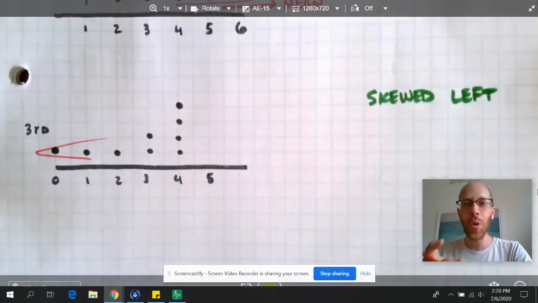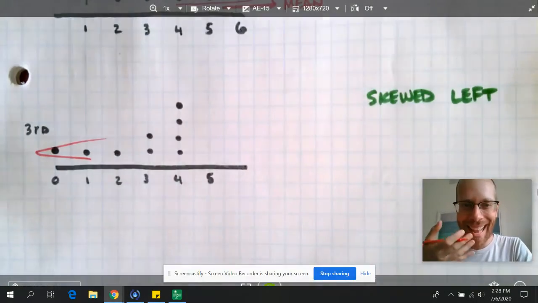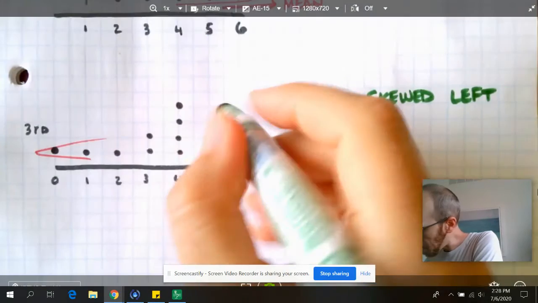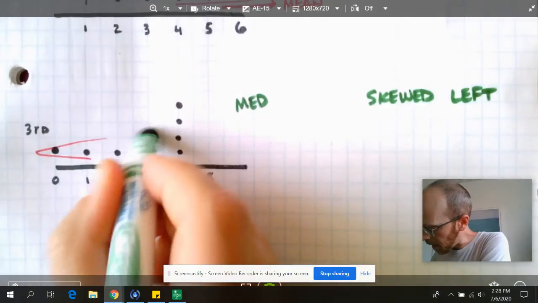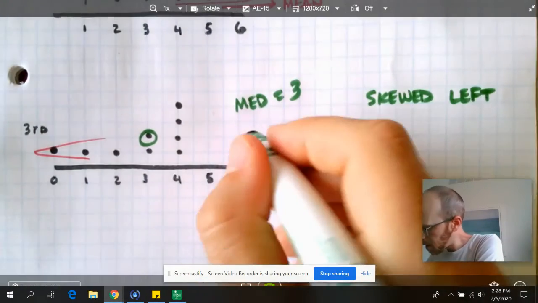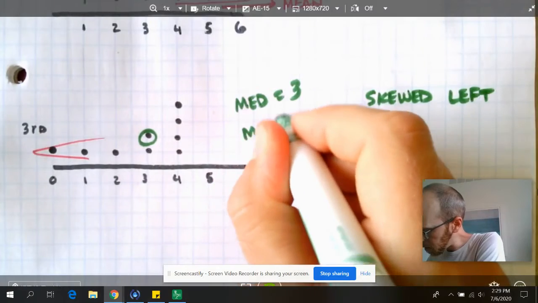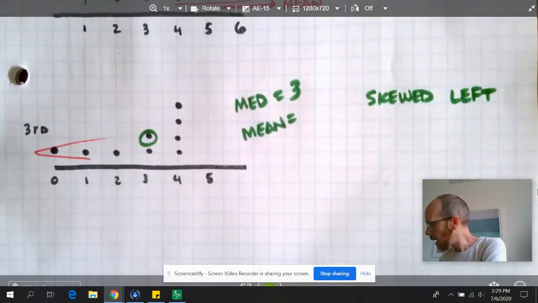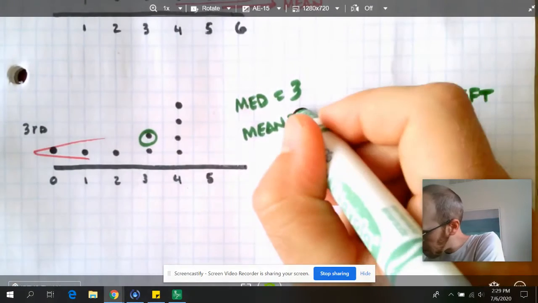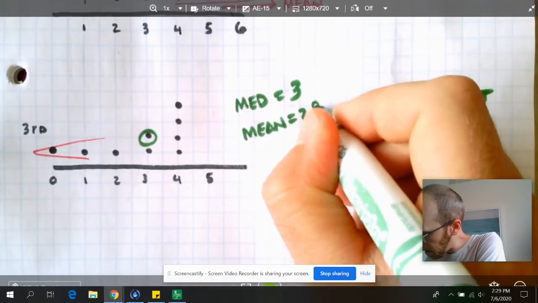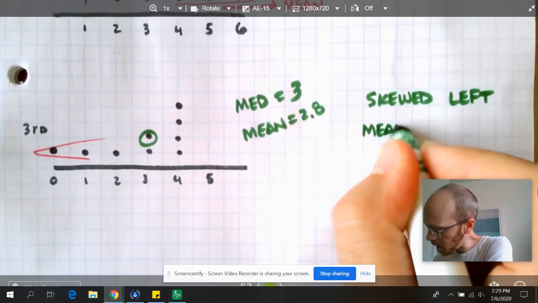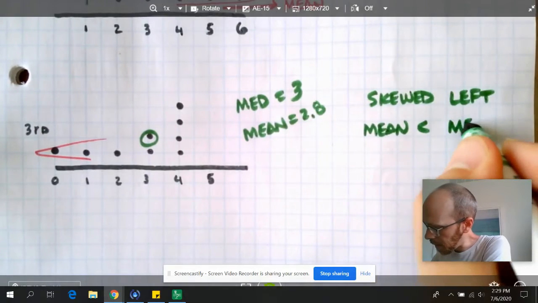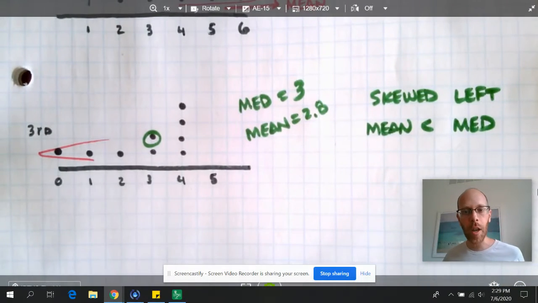Well, can you guess what's going to happen in the relationship between the mean and the median? Our median would be 1, 2, 3, 4, 5. Oh, it's still 3. But our mean, since we have more small values, our mean is going to end up being tinier. In this case, it ends up being 2.8, which means that the mean is smaller than the median.